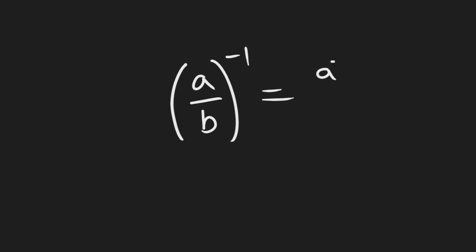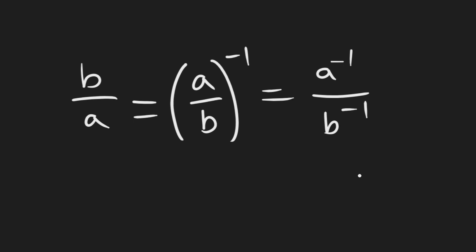And also, if we have a fraction raised to the negative first power, you can either do the rule I just explained, or you can just reciprocate the entire fraction. Over here you can see that the a would be sent to the bottom and the b would be sent to the top anyway.